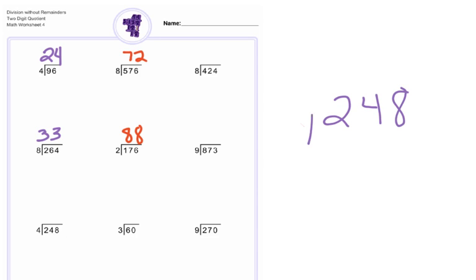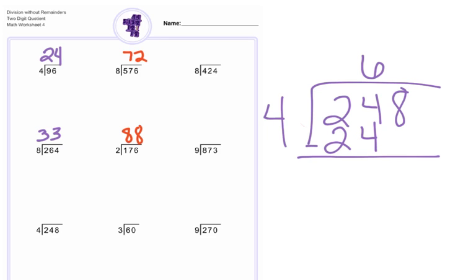We're going to move down to number 7, and we have the number 248 divided by 4. And we know that 4 cannot go into 2 because it's bigger than 2, but 4 can go into 24. And we know that 4 times 6 is equal to 24. So our subtraction, 24 minus 24 is 0. Okay, bring down your 8.